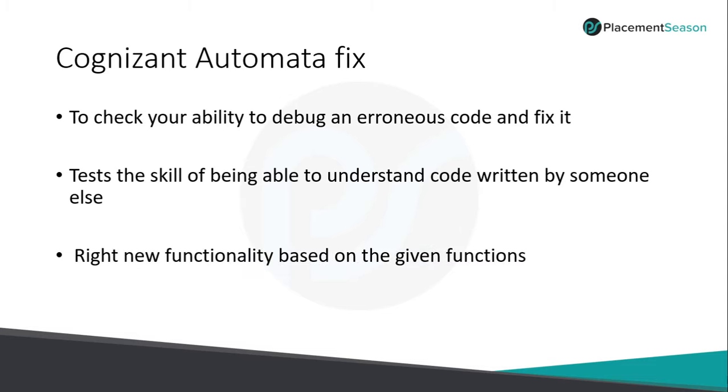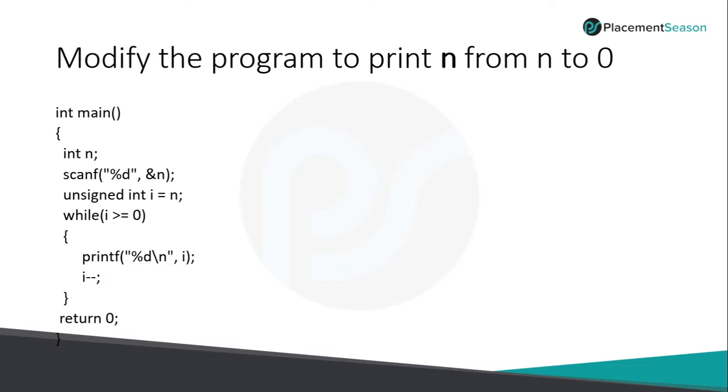Sometimes you need to write a new functionality based on the given functions. You should not modify the existing one. You have to add new features. For example, if you are working in a product company and they are going to release a new feature, you should not modify the existing code, and you have to add a new feature which works on the existing code also. So to do this, Cognizant has introduced this section called Automata fix, and let's discuss how the questions are in Automata fix. Here they will give us something like this: modify the program to print n from n to 0.